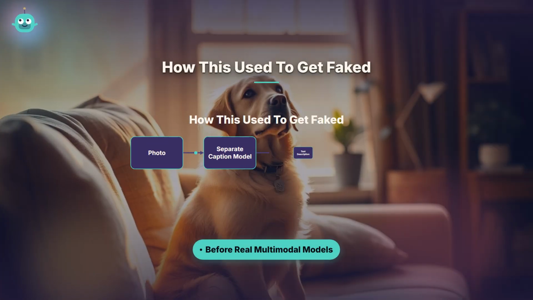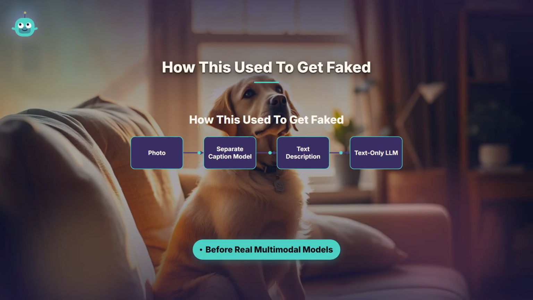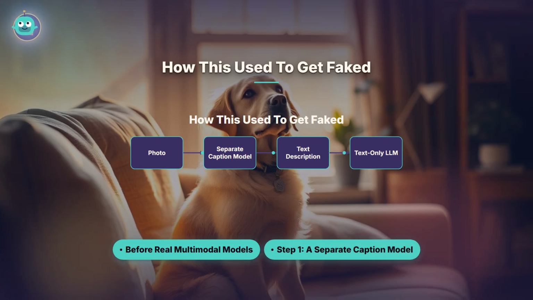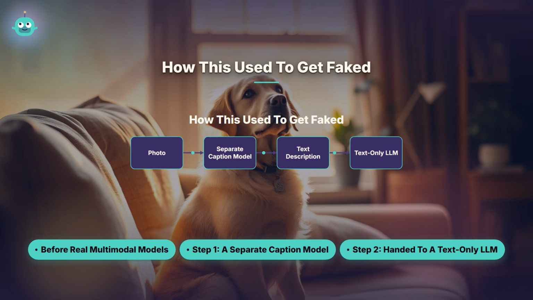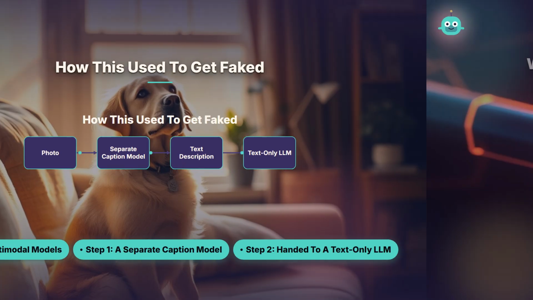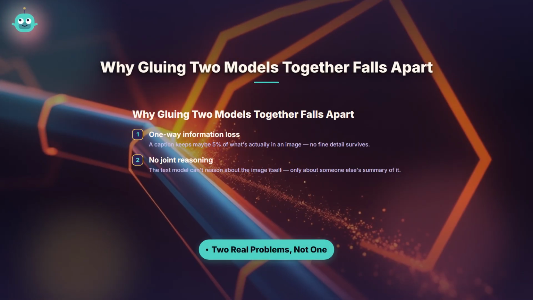Before real multimodal models, this got faked with a pipeline of separate tools. A caption model looked at the photo and wrote a plain English description of it. That description, just words, got handed off to a normal text-only language model. Seems harmless enough until you see what it actually throws away. Turns out, this pipeline had two real problems, not just one.